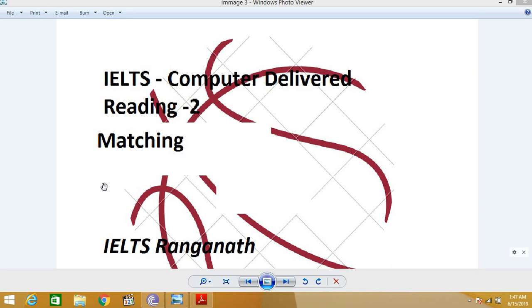First of all, the answers are in order in this question type, matching. Previously, in multiple choice questions, the answers were also in order. Why do we need to understand what kind of question type it is, and whether the answers are in order or not?